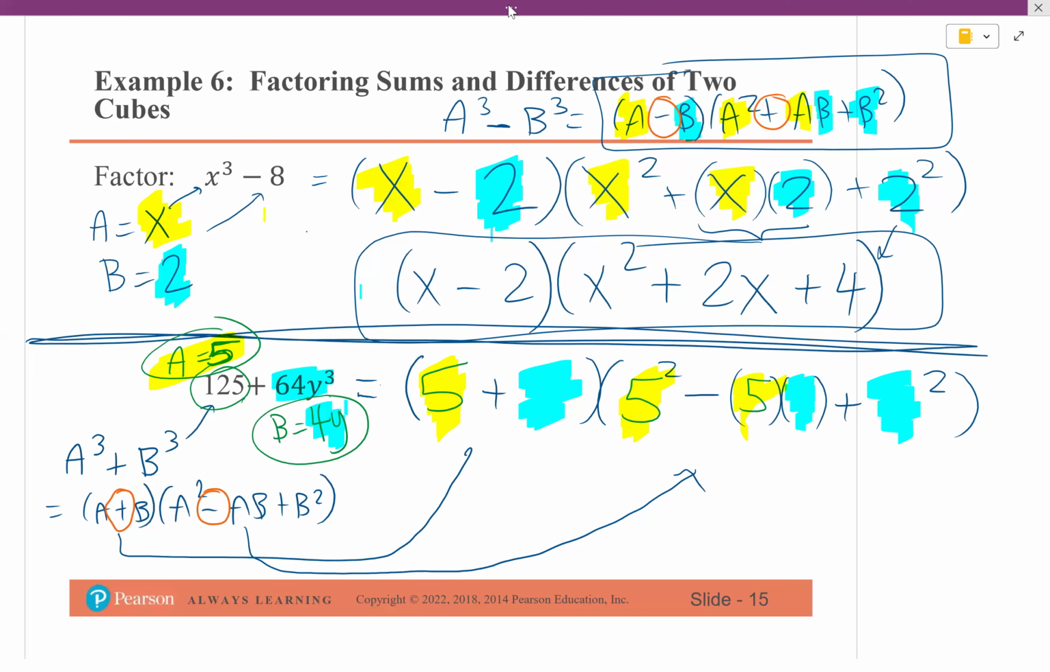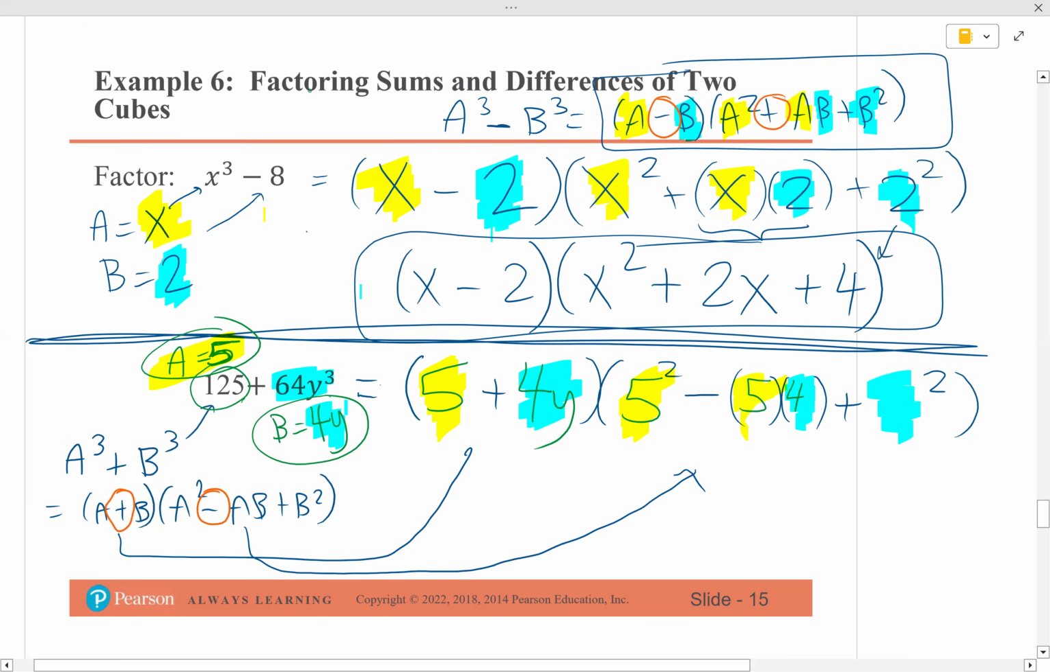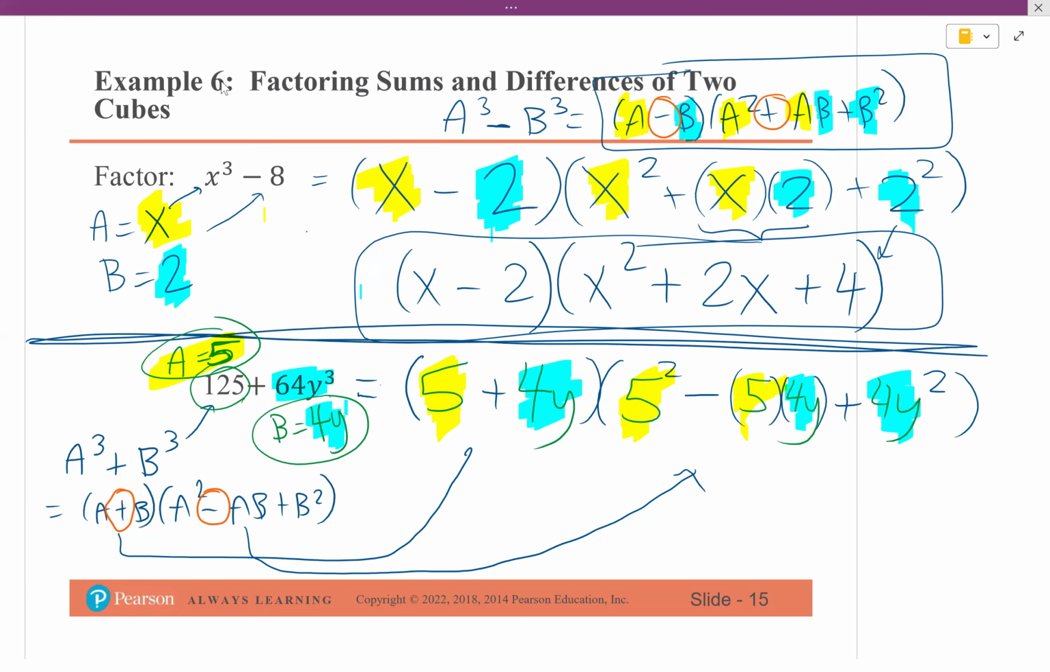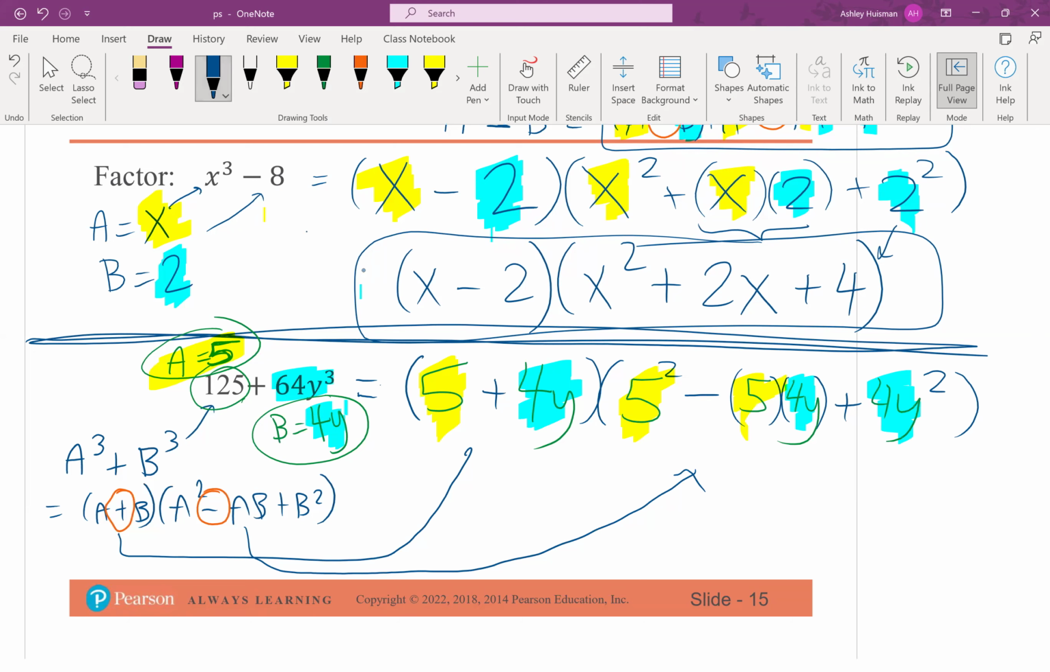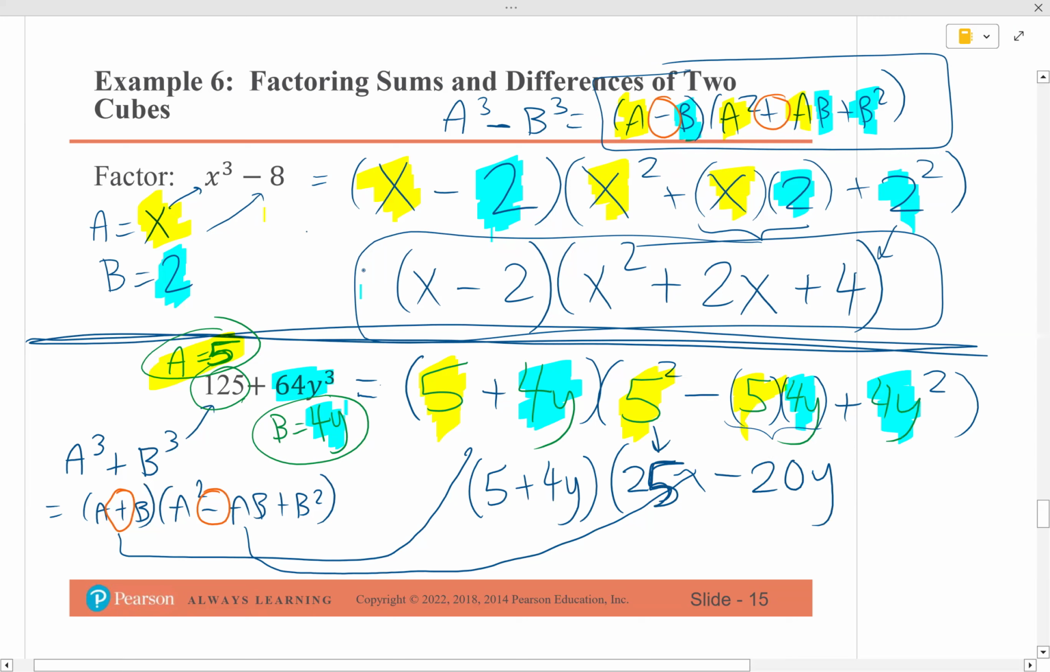And I think we got this. The simplifying is the last step. So 4y, you're replacing B in the formula, 4y, 4y. All right, time to simplify now. 5 plus 4y, looks good. And now I'm squaring 5. 5 times 5 is 25, okay. Minus, now I got 5 times 4y, that's 20y, plus 4y squared is 4.